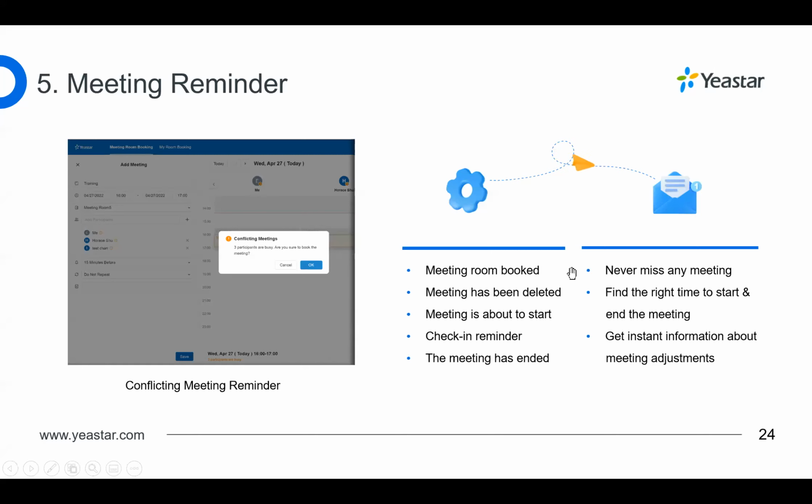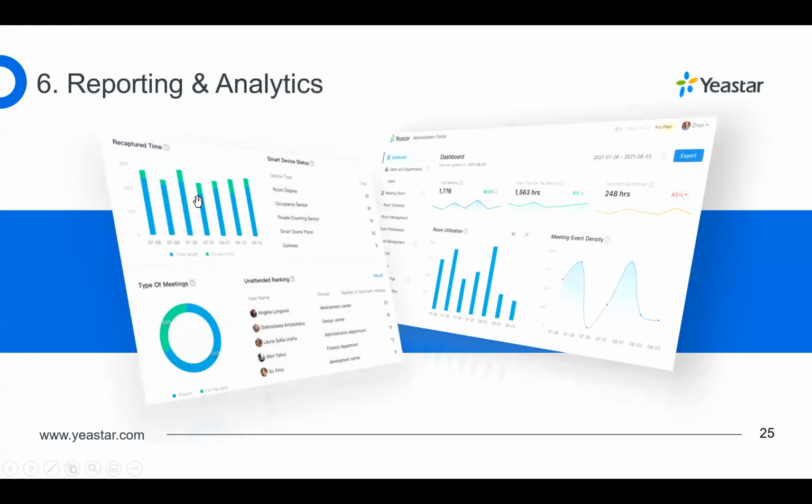Right. The sixth one, which is also the last highlight feature we're going to present today, is reporting and analytics. This is designed for the managers, the facility managers or the supervisors of the company. Here we can provide some important data generated through the system to tell you about the utilization of your meeting rooms. For example, you can check out the utilization rate of your meeting rooms to know whether you need any extra meeting rooms or you already have enough.